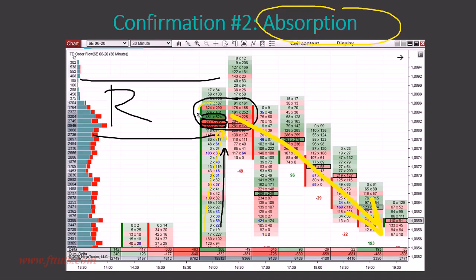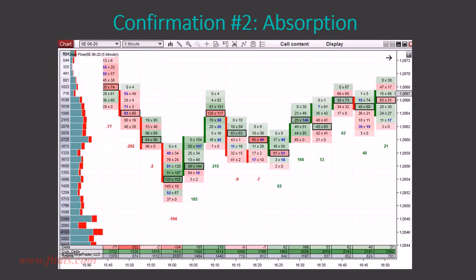So somewhere in this area would be a good place for a short, after you saw that unusually big volumes both on bid and on ask are traded here. When you see that, when you identify that, you can immediately press the short button. Alright, now let's have a look at another example.